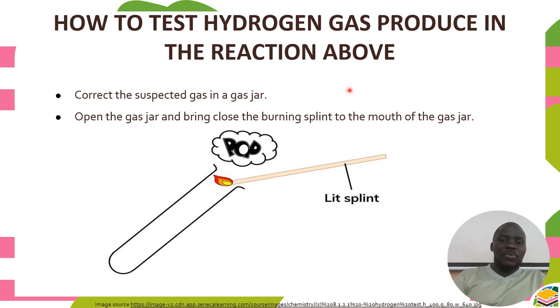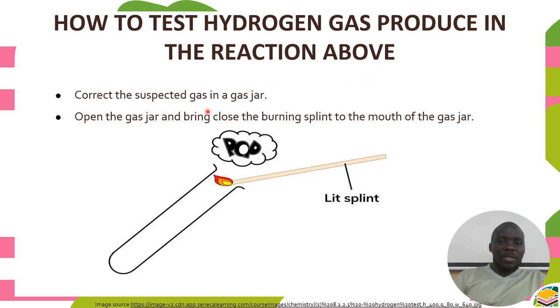But how do we know that this is a hydrogen gas? Since we are scientists, we cannot just live with the assumption saying that all the gas that is being produced is hydrogen. We have to test it. So here we're going to go through how we can test if the gas which is going to be produced is really hydrogen gas. How to test hydrogen gas produced in the reaction above, in the reaction which we have already gone through.